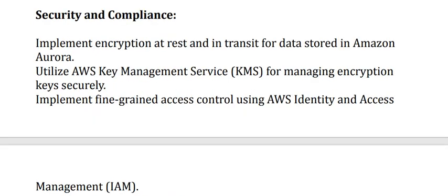Then, security and compliance. Implement encryption at rest and in transit for data stored in Amazon Aurora. Utilize AWS Key Management Service, KMS, for managing encryption keys securely. Implement fine grained access control using AWS Identity and Access Management.